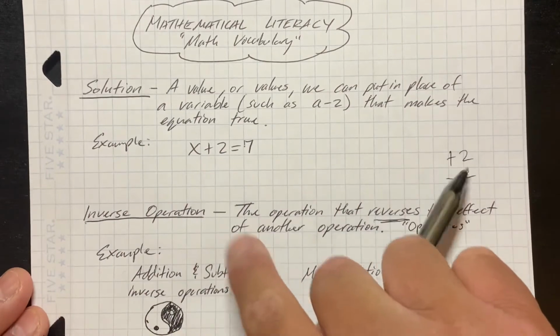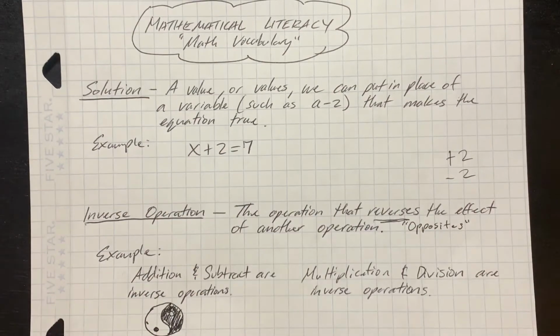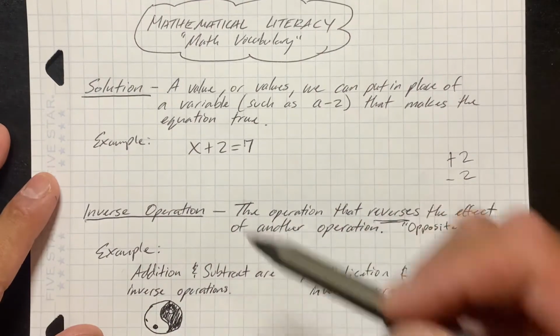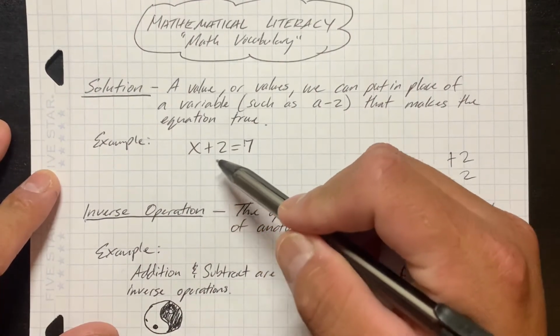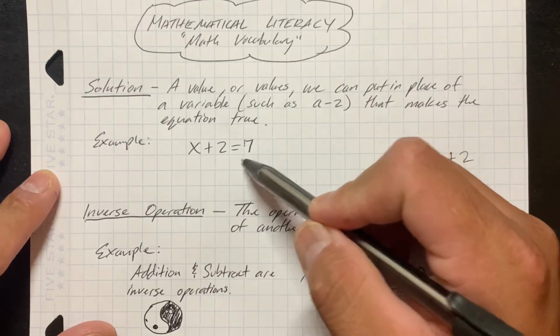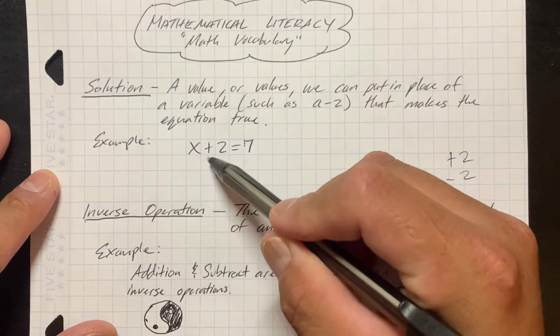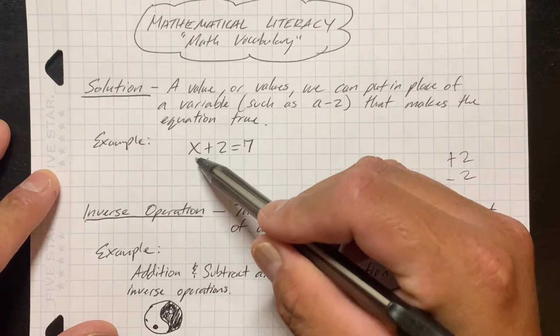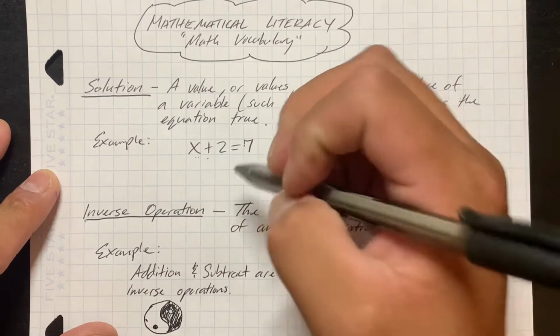Keep this in mind so this makes more sense. A solution is a value or values that we can put in place of a variable, and a variable could be any letter from A through Z. The whole thing to make a solution is that it makes the equation true. For example, let's tie this together. You have x plus 2 equals 7. If we're adding 2 to whatever the value of x is, it has to equal 7.